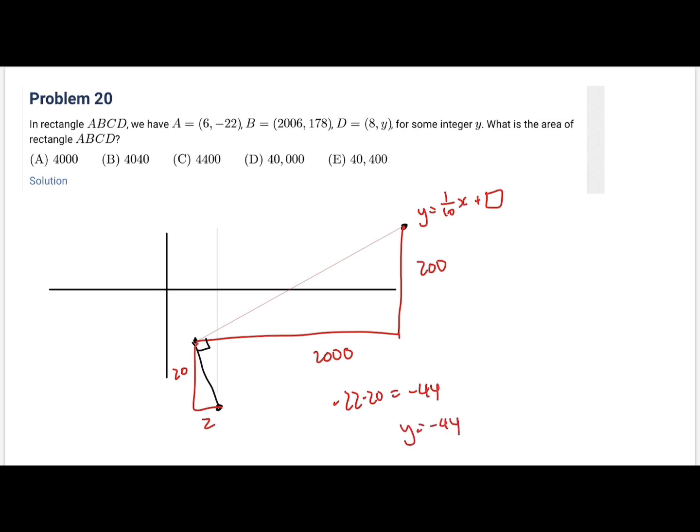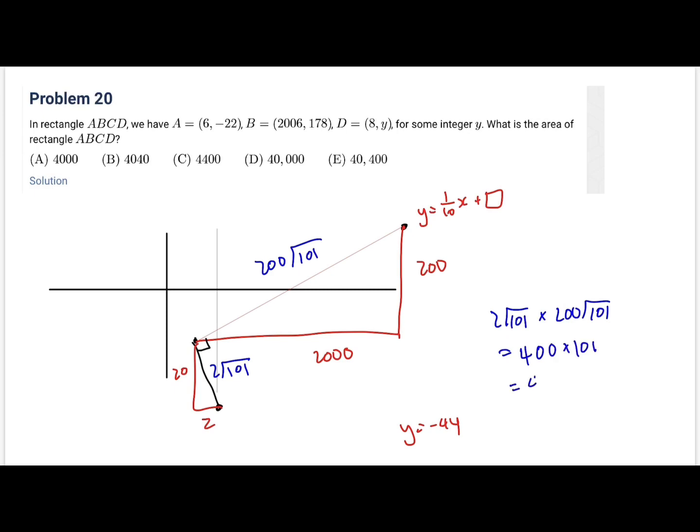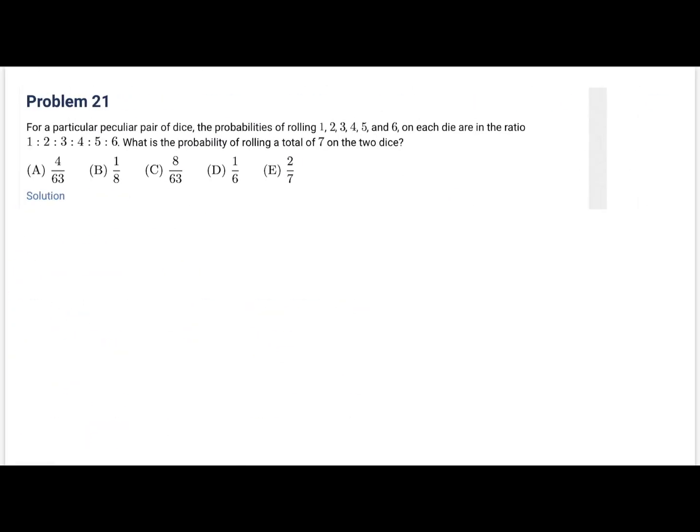And then what is the area of rectangle ABCD? So let's see, if this is 2000 and this is 200, then by Pythagoras we can say that this is 200 times root 101. And then same thing here, this is 2 root 101. So 2 root 101 times 200 root 101 would be 400 times 101. So it's 40400. It's E.